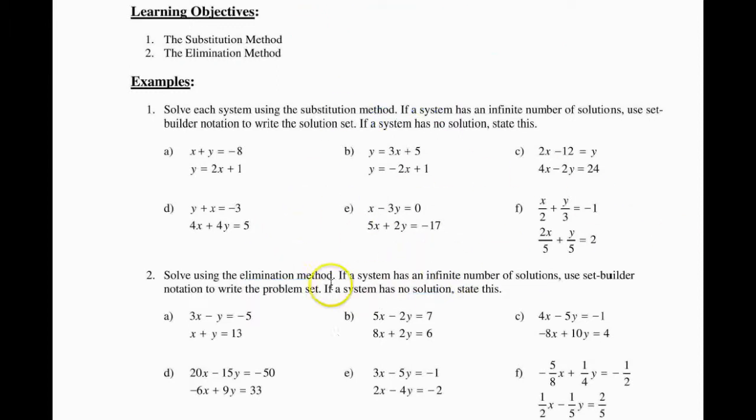So let's do another, and we'll set this up like what we did up there. This is going to be equation 1, and this is equation 2. So we'll put them in standard form. 5x minus 2y equals 7, and 8x plus 2y equals 6.